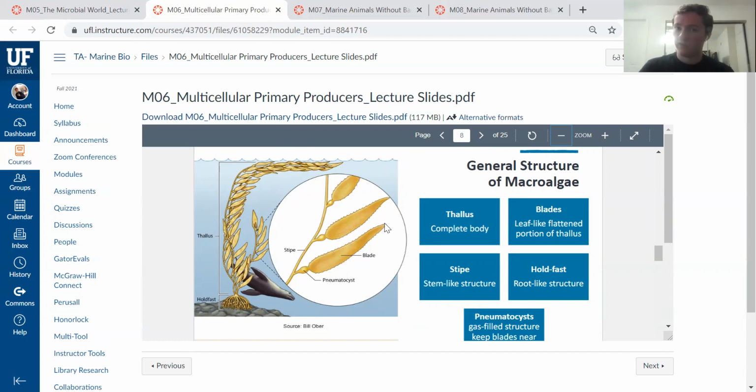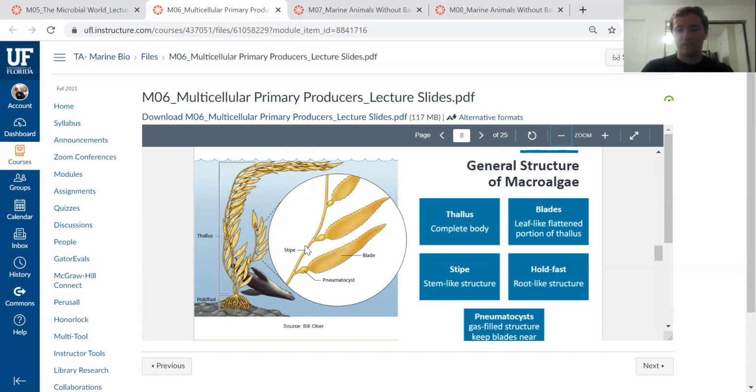Macroalgae are not true plants because they don't have true roots, they don't have true leaves, they don't have a lot of the other characteristics that a plant has. So in turn, macroalgae are not plants, and that's something that you should definitely know, whether for the exam or in general. It's just knowing that algae and plants are not synonymous. The blades are the leaf structures, which is super important.